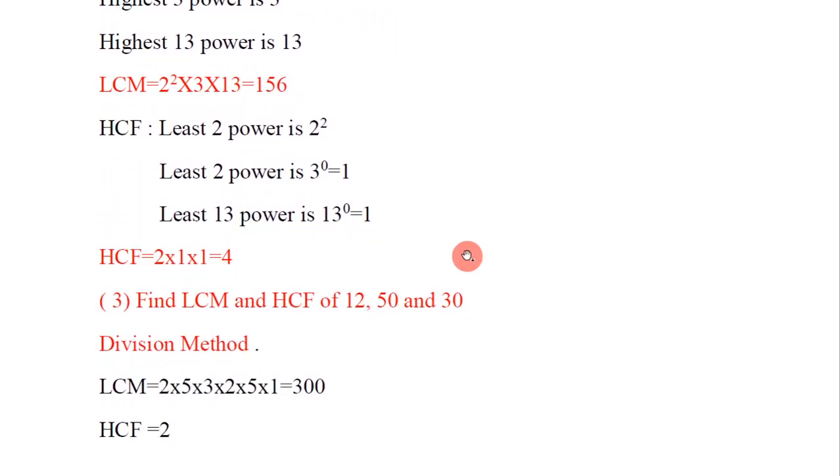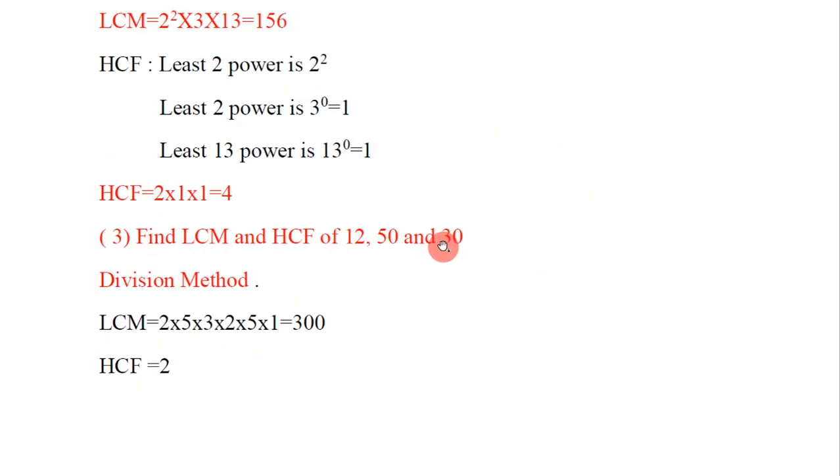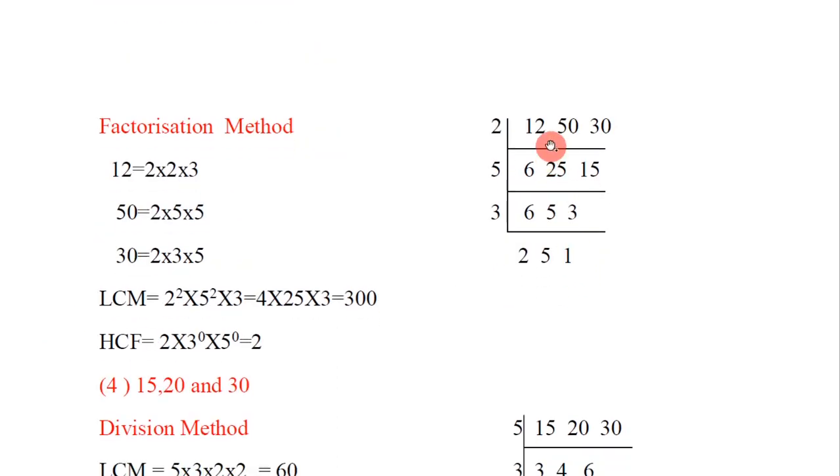Next, another problem. Find the LCM and HCF of 12, 50 and 30. We use both the methods. First let us apply the division method. Consider 12, 50 and 30. First we can see that all the numbers are divisible by 2. So 2 six times, 25 times, 15 times. In the next step you can see that two numbers are divisible by 5, or the first and last numbers are divisible by 3. So take any one divisor; you can take either 5 or 3 here. If you divide by 5, here 5 times, here 5 three times.